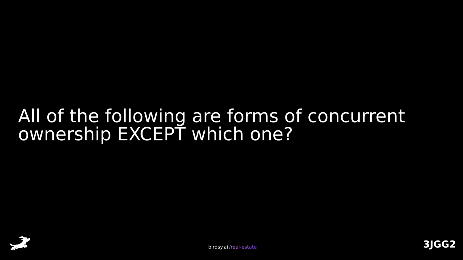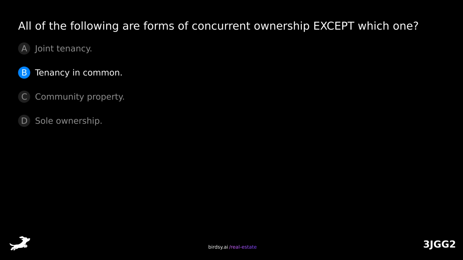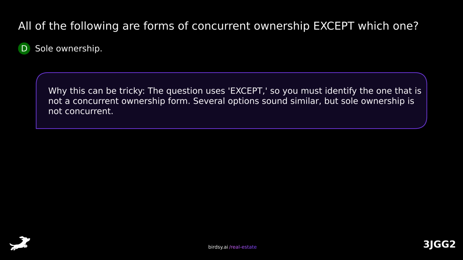All of the following are forms of concurrent ownership except which one? B, tenancy in common, C, community property, or D, sole ownership. The correct answer is D, sole ownership. Why this can be tricky. The question uses except, so you must identify the one that is not a concurrent ownership form. Several options sound similar, but sole ownership is not concurrent.